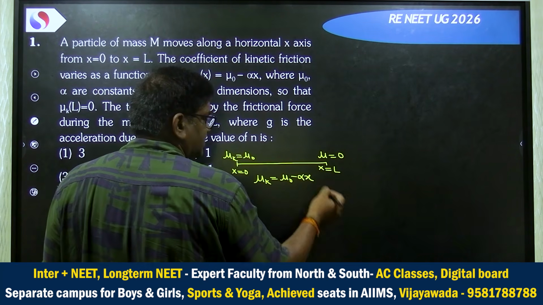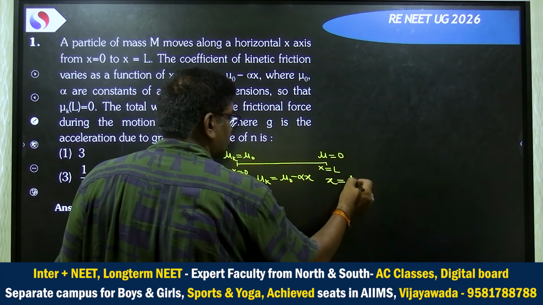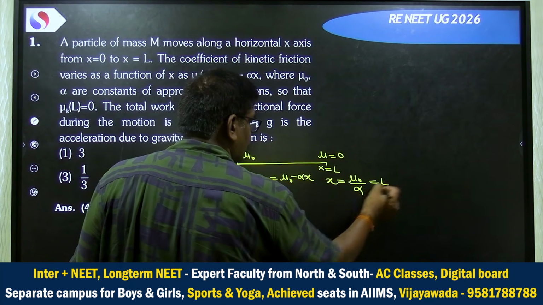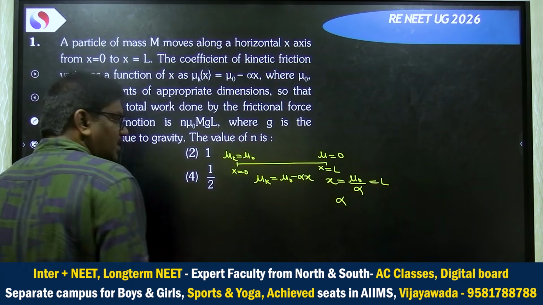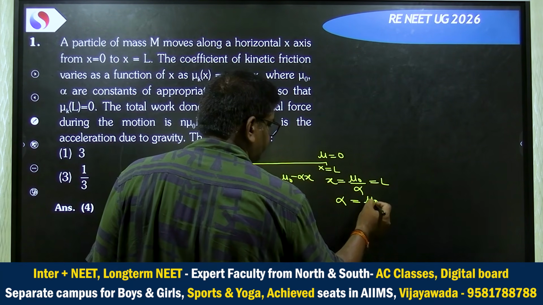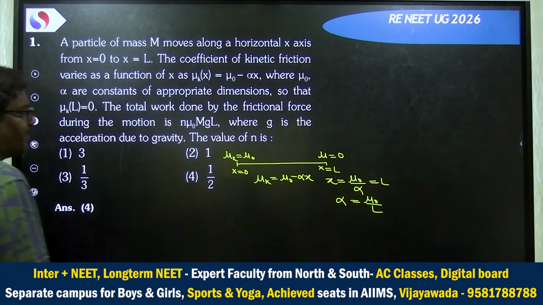So if I put this mu equals 0, what is the x value I am getting? I am getting x equals mu naught by alpha, which is also equal to L. This way you are getting the alpha value also. So if we need it, we can use this alpha value as mu naught by L. Anyways, back to this. So now we have to find out the work done.